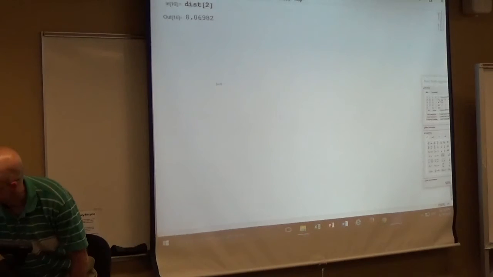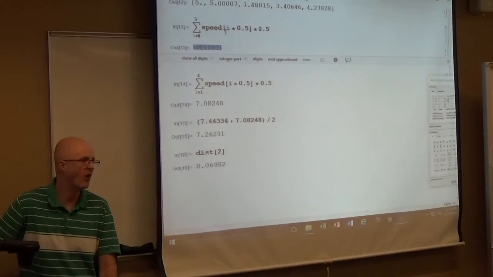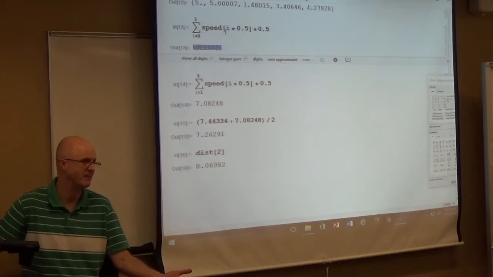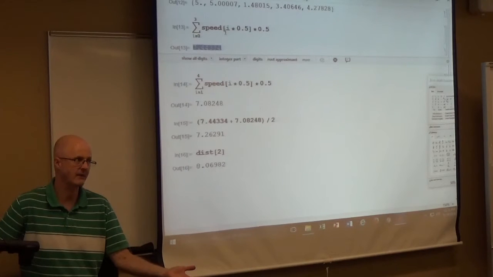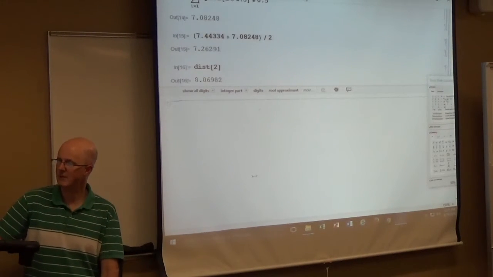How can you get this kind of stuff programmed into Mathematica, so you can have Mathematica do the summations for you instead of you doing them? Because even with calculator help, they're not pleasant. You can do something like this.